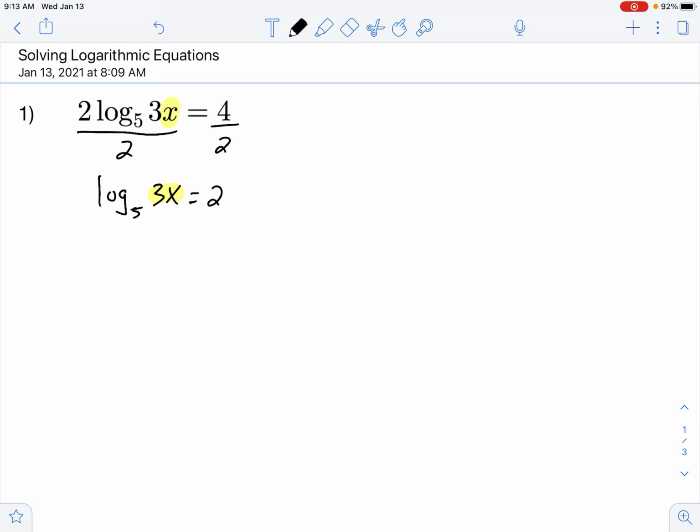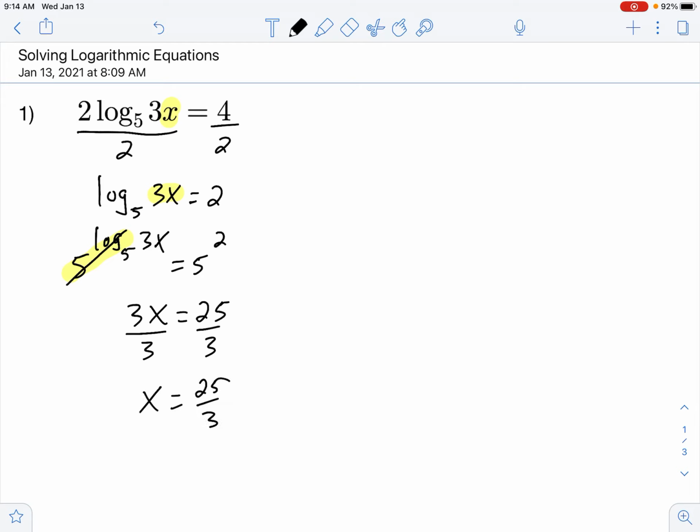Remember that logarithms and exponents are inverses, opposites of each other. So what I can do is 5 raised to log base 5 of 3x to both sides. By doing that, that goes away, they're undoing each other, and I get 3x is equal to 5 squared, which of course is 25. And now I just have one step left. I can divide both sides by 3, and I get x is equal to 25 over 3.